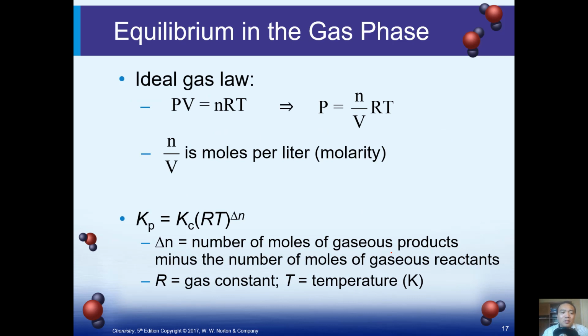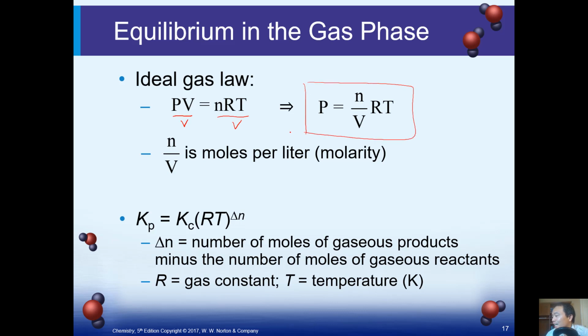We just noticed the equilibrium constant can be expressed in either concentration or partial pressure. So you might be wondering, what is the relationship between Kp and Kc? If we use the ideal gas law, PV is nRT for the gas phase. So if you divide by V on both sides, you would have an equation on your right side.